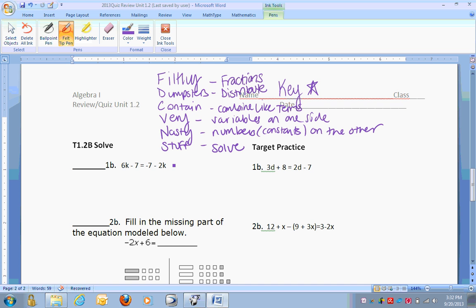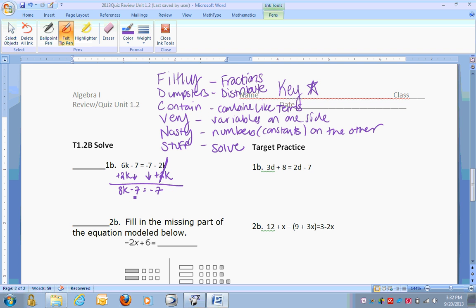Alright, so the next step is the variable part. Get all of our variables on one side. So I'm going to move this 2k over to the left, and the way I do that is add 2k to both sides. So I create a 0 pair there, that takes that away from that side of the equation, and I'm left with 6k plus 2k, which is 8k. Bring down the negative 7, and bring down the negative 7 on the other side.